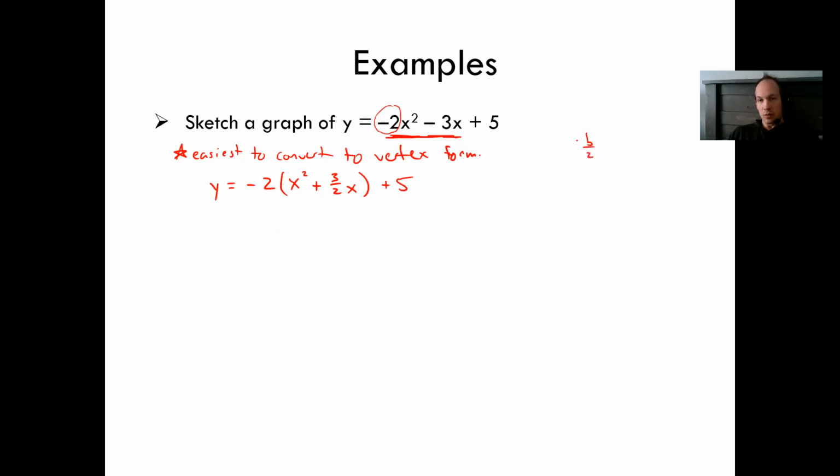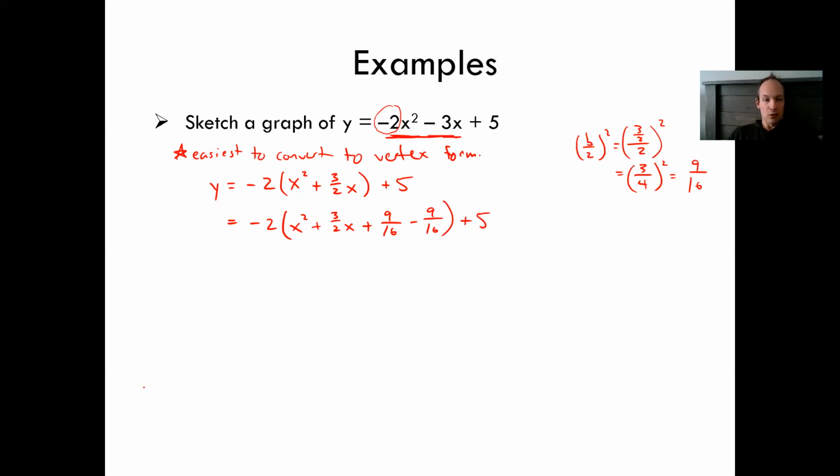Okay, now we've got to do the old b over 2 squared deal. So we can see that b is this guy over here. It's 3 over 2. So this is (3 over 2 over 2) squared. That's the same thing as (3 over 4) squared. So that's 9 over 16. So what we're going to do is go negative 2 times (x squared plus 3 over 2x plus 9 over 16 minus 9 over 16). You should always do the plus first and then the minus second. Okay, the way we take that out is we're going to now multiply negative 2 by this term here.